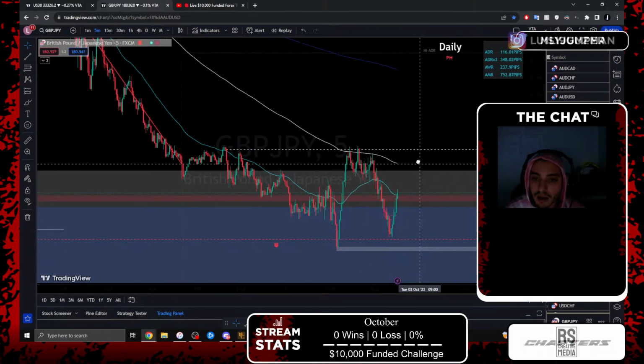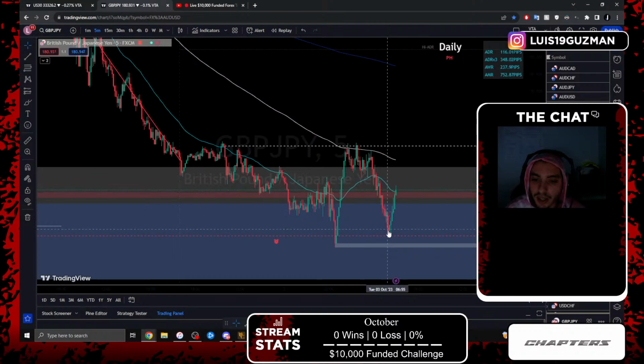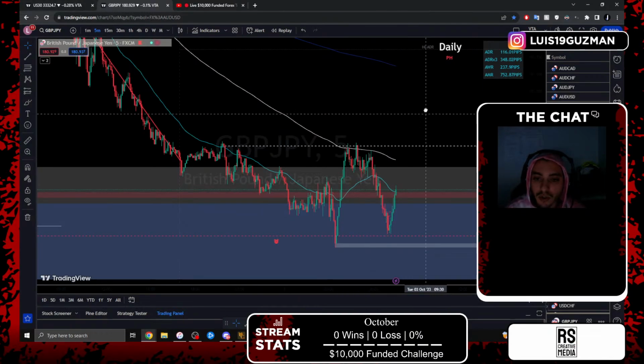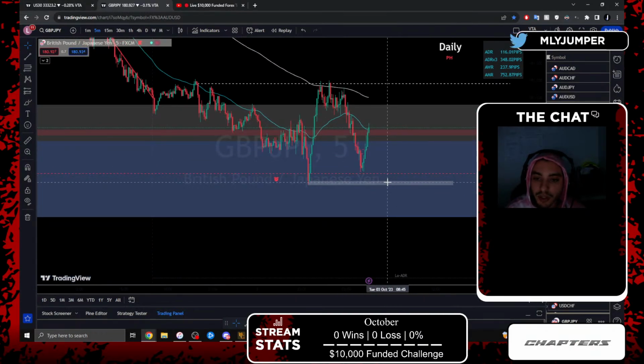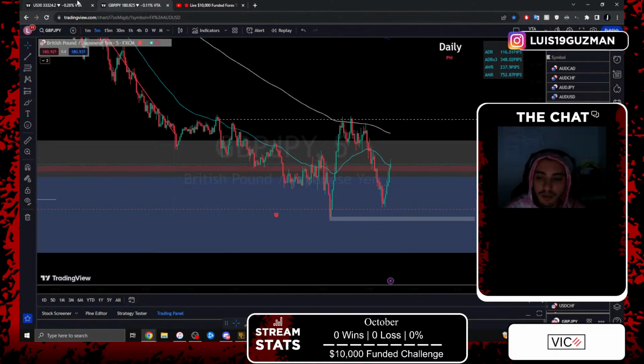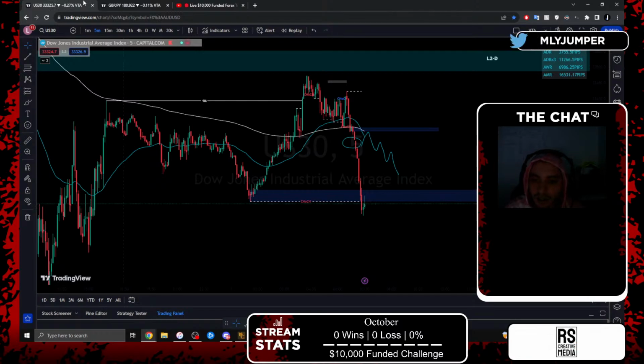So I'm not entering GJ until I either get into this zone down here, which is where you see I have my alert, or until we break above the high of the day. So I'm either getting a super aggressive entry with a very tight stop loss, or I'm getting just a clean, simple in and out trade for the day. So we got 48 seconds.